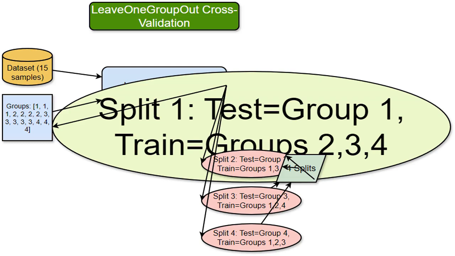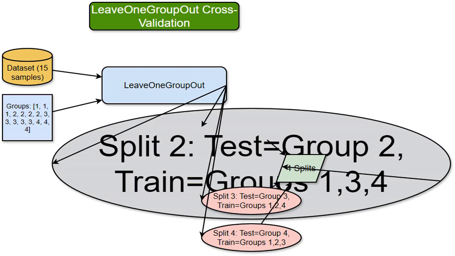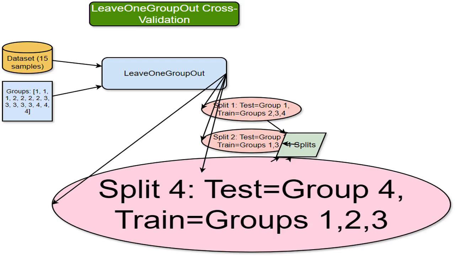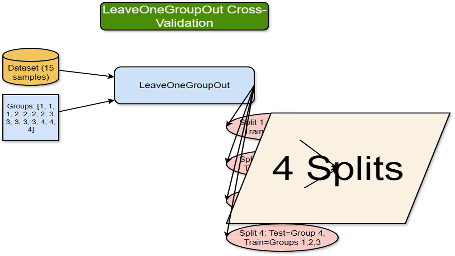Here's the first split I'll create. I'm holding out group 1 as my test set, and the remaining groups, 2, 3, and 4, form my training set. For my second split, I'll use group 2 as the test set, and groups 1, 3, and 4 as the training set. I'm systematically leaving out one group at a time. Next, I'm selecting group 3 for testing, and the other groups, 1, 2, and 4, make up the training data. Finally, I'll use group 4 for testing and groups 1, 2, and 3 for training. I'll end up with 4 splits because I have 4 distinct groups in my data. Each split evaluates a model's performance on a unique group while learning from all other groups.